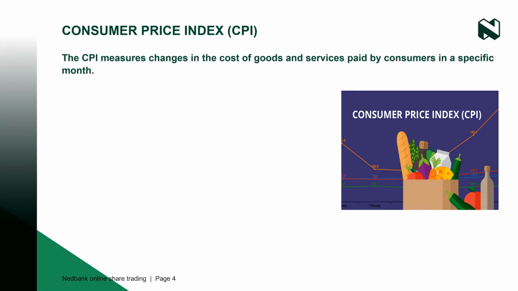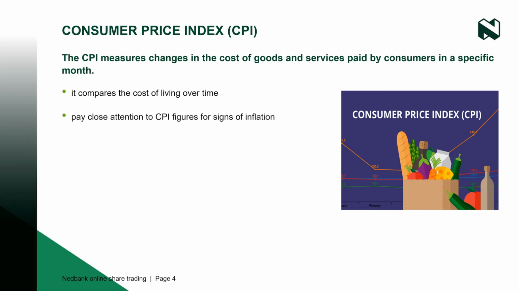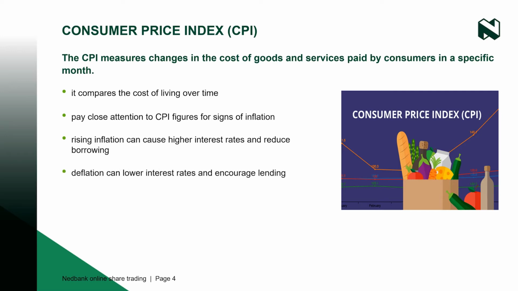The CPI measures changes in the cost of goods and services paid by consumers in a specific month. It primarily compares the cost of living over time and so can be used to scale inflation levels. Market participants pay close attention to the CPI for signs of inflation, as rising inflation can cause higher interest rates and reduce borrowing, while deflation can lower interest rates and stimulate lending.